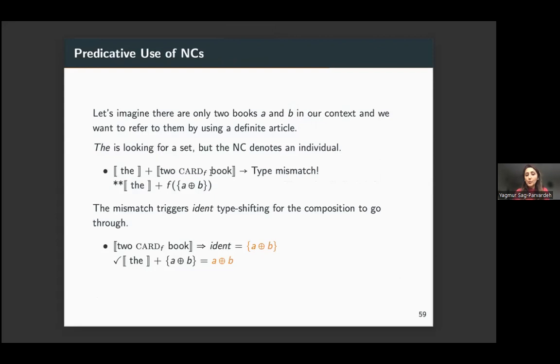So you have "two books" as a numeral construction. It's an E-type expression. "The" is looking for a predicate. There is type mismatch. And then the mismatch is resolved for the composition to go through by triggering the IDENT operator. So the choice of the choice function is put into a set here. And then since this individual is a unique one, IOTA can refer to it and create a definite individual out of it. You can say "the two books."